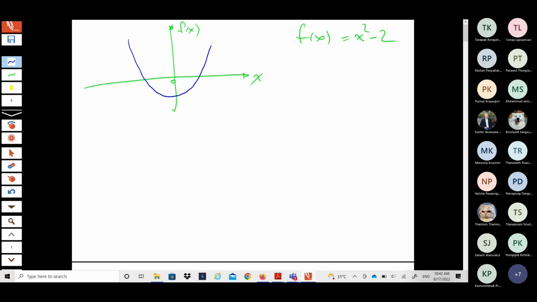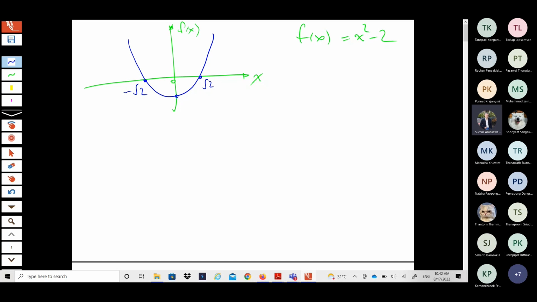Yes. It intersects the x-axis at square root 2. The graph intersects the x-axis on the left-hand side at minus square root 2, and on the right-hand side at square root 2, right? Okay, so this is it. Now look at this.